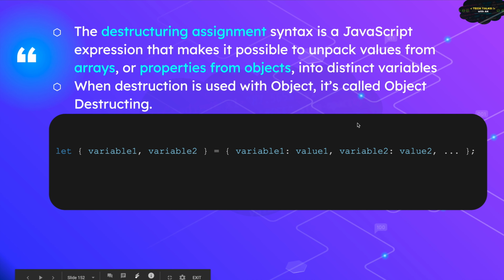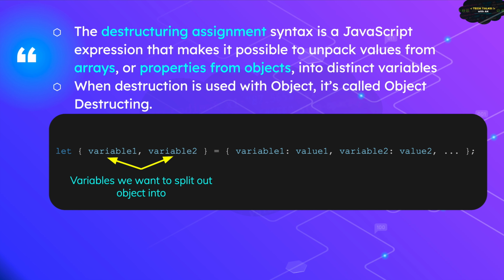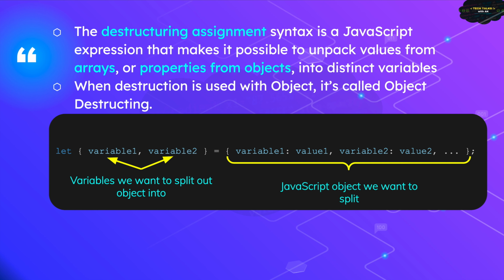Let's look at the example. Variable 1 and variable 2 are the variables we want to split that object into. And this is the complete JavaScript object we want to split. So if we write let, curly braces, variable 1, comma, variable 2, curly braces closed, is equal to object, then this line will take the value of variable 1 from the object and the value of variable 2 from the object and assign those values to variable 1 and variable 2 on the left side.